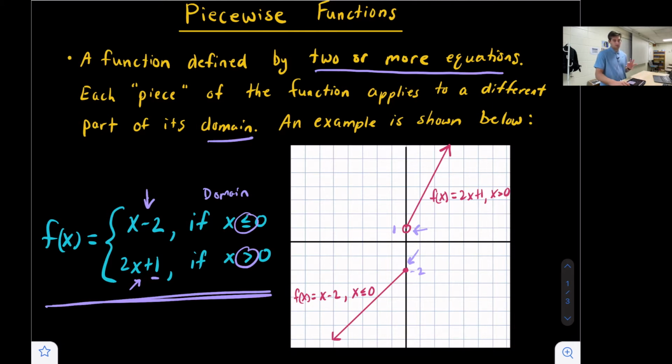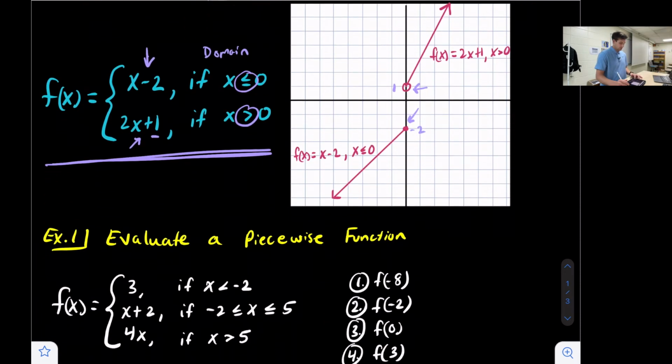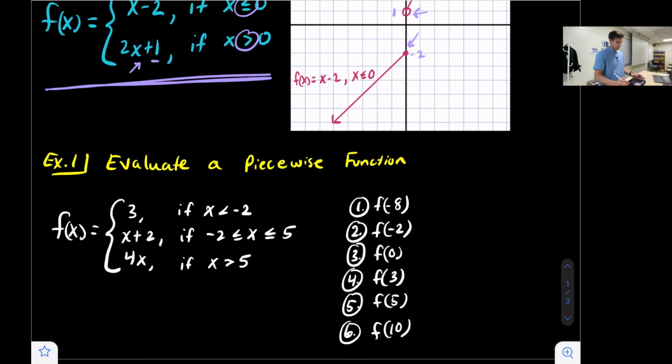So we're going to do three things with piecewise functions. We're going to evaluate, we're going to graph, and we're going to write the function from a graph. So for example 1, we're just going to evaluate a piecewise function. This function actually has three pieces. So we have f of x equals 3, f of x equals x plus 2, and f of x equals 4x, right? And this is where the domain is split into pieces, okay?